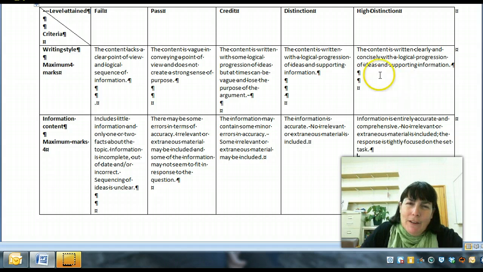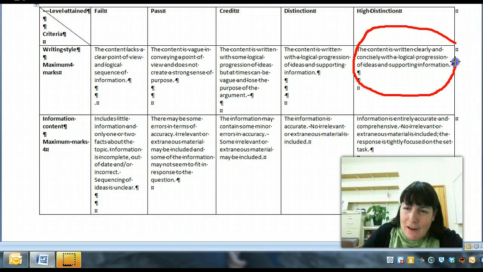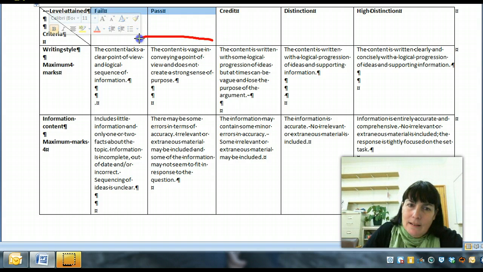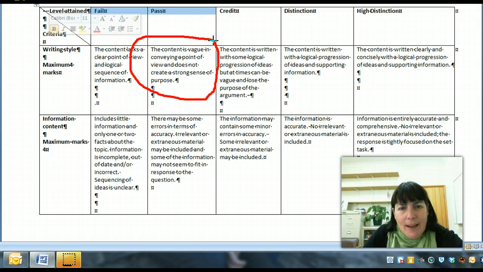Now, if we look up here at the high distinction level, this is my perfect answer, if you like. I want you to have written clearly and concisely with a logical progression of ideas and supporting information. So that's what you're aiming for. And if you read through the different categories, for example, down here at the pass level, we've got the content is vague in conveying a point of view and does not create a strong sense of purpose. In other words, you're all over the shop.